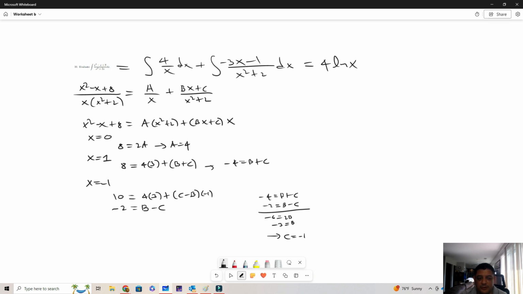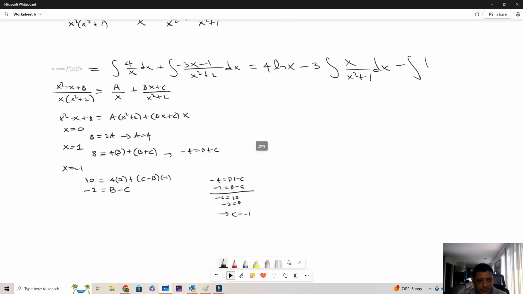But the second one is going to be much easier if I separate it into pieces. So it's going to be -3 times the integral of x over (x squared plus 1) dx, and I'm going to have minus the integral of 1 over (x squared plus the square root of 2 squared) dx. And I'm writing this in this way so you can see clearly that this is a trigonometric substitution that is going to give me an arctangent.